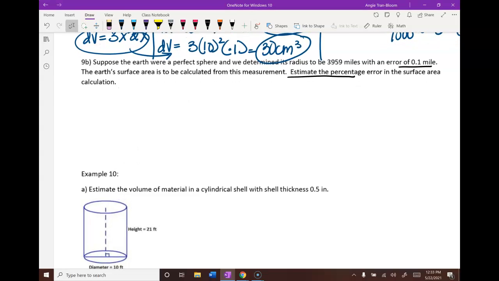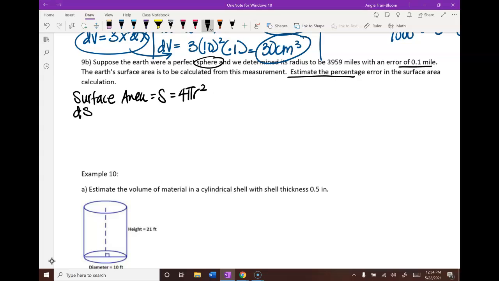So anytime we humans do anything, there's always going to be some sort of an error in calculation, or an error in measurement, or just what could be called a human error. So here we go. Let's start with the surface area, which is S, which is going to be 4 pi r squared for a sphere.